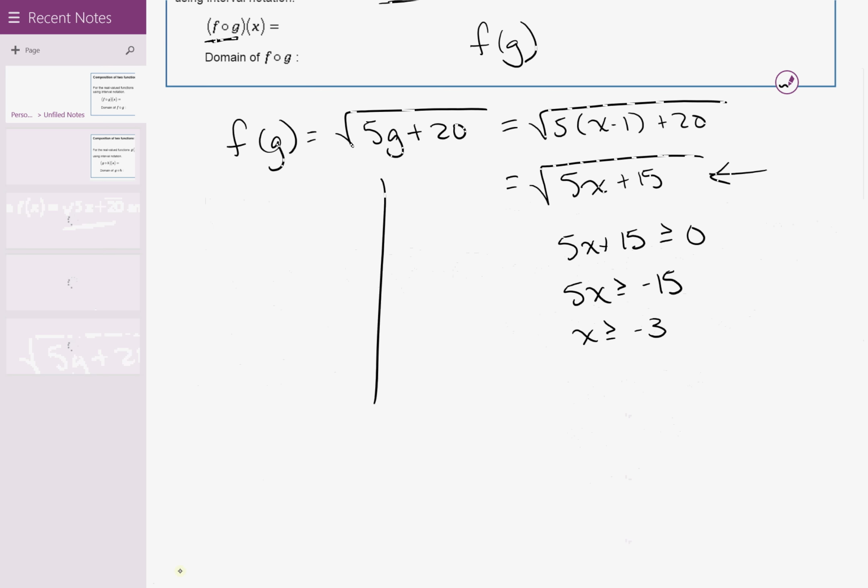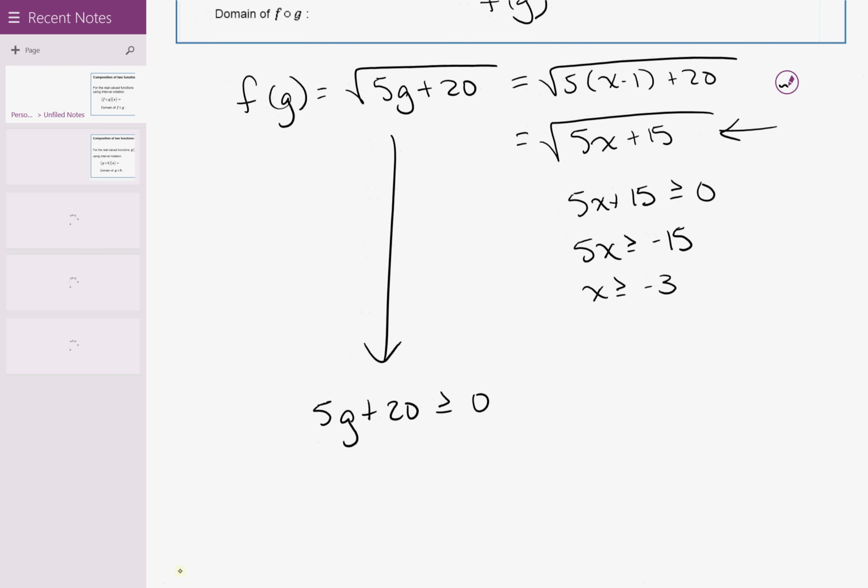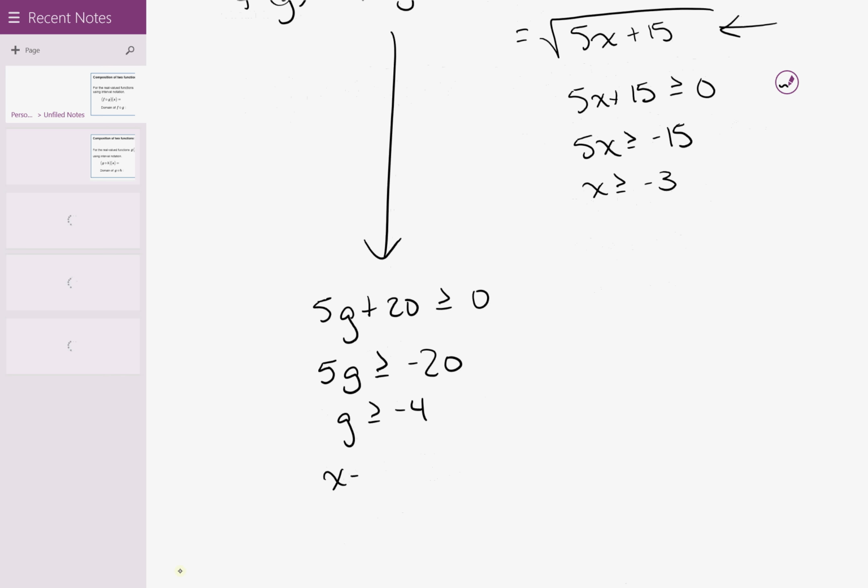Or I can, from right here, say 5g plus 20 must be greater than or equal to 0. So 5g must be greater than or equal to negative 20. So g must be greater than or equal to negative 4, but g is x minus 1. And when I add 1 to both sides, x must be greater than or equal to negative 3. Same thing in both cases. In interval notation, that's negative 3 to infinity.